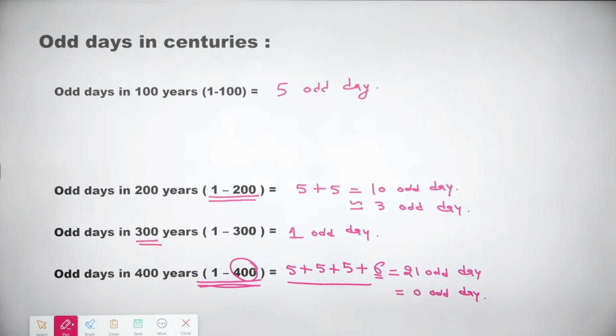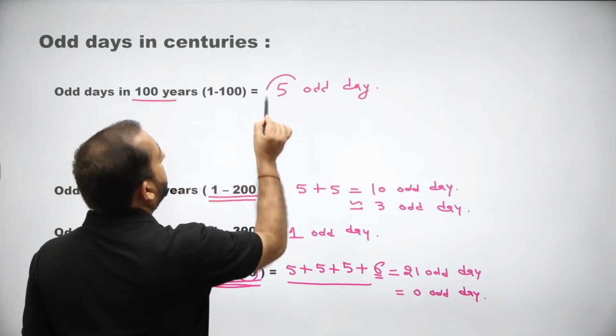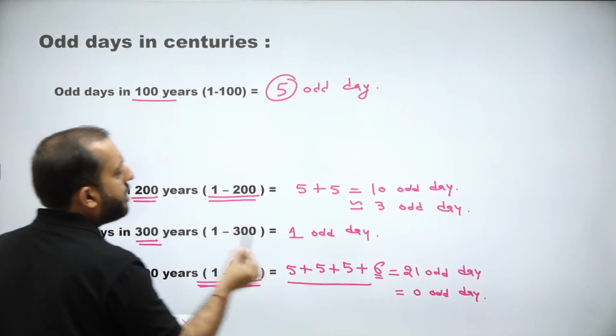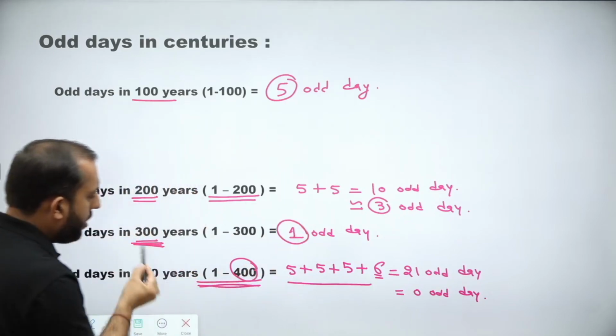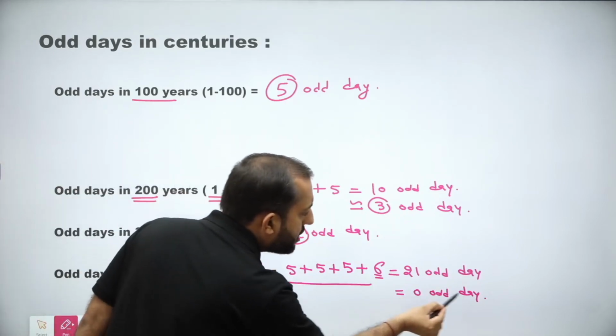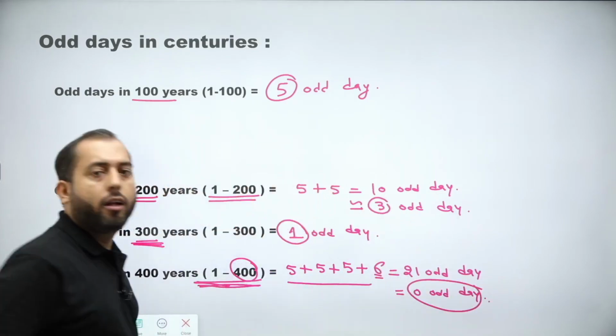So in 100 years the number of odd days is 5, in 200 years the number of odd days is 3, in 300 years the number of odd days is 1, in 400 years the number of odd days is 0. Thank you.